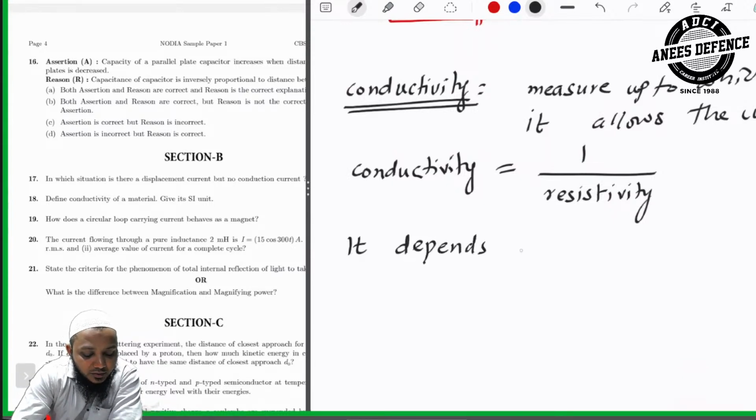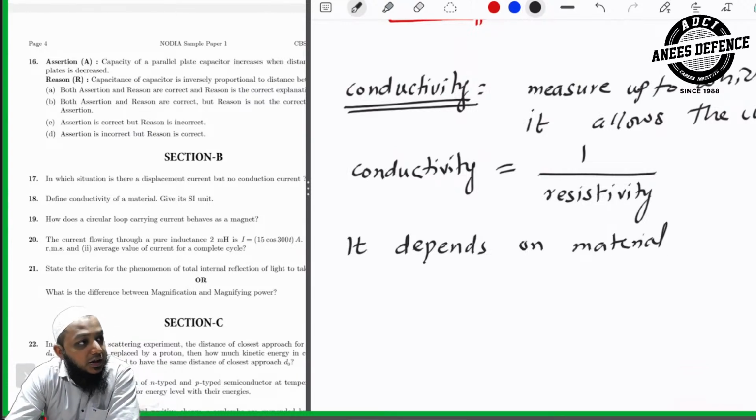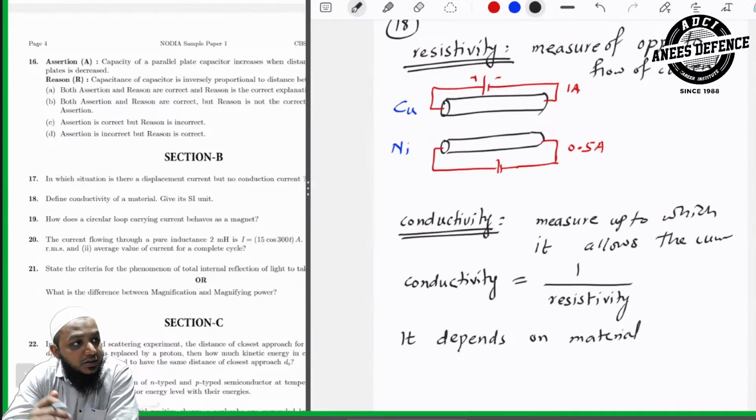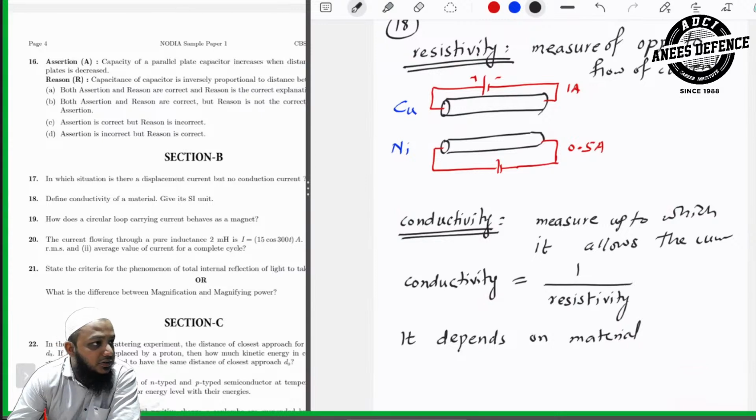It depends on material only. It will be independent of length and area. Resistivity is different and resistance is different. Remember, conductivity is different and conductance is different.